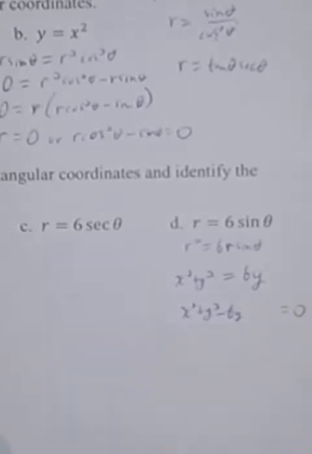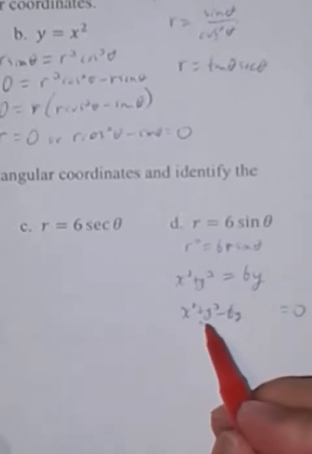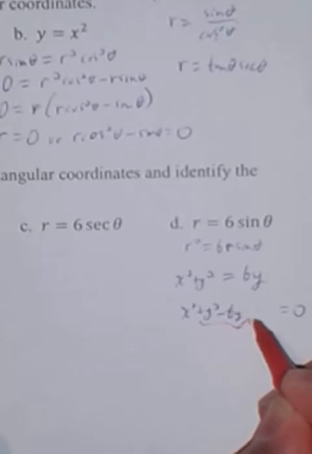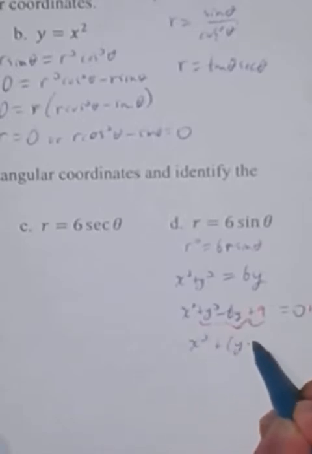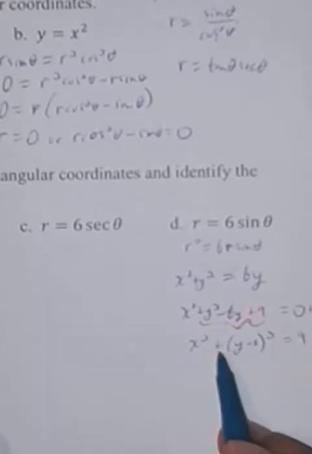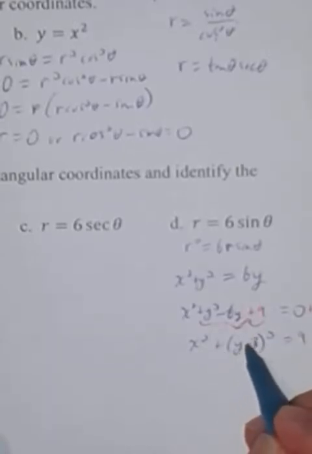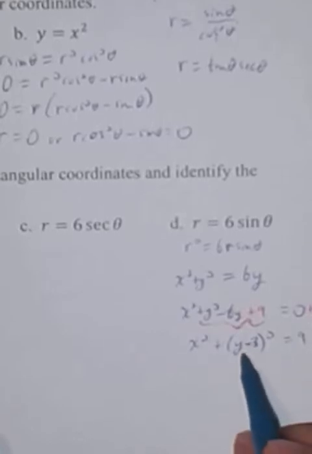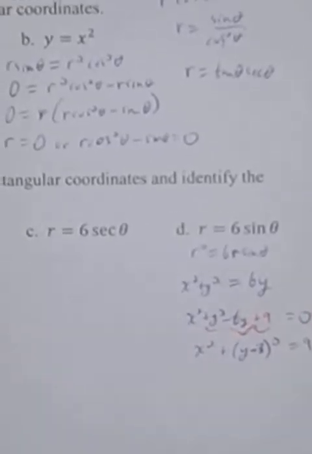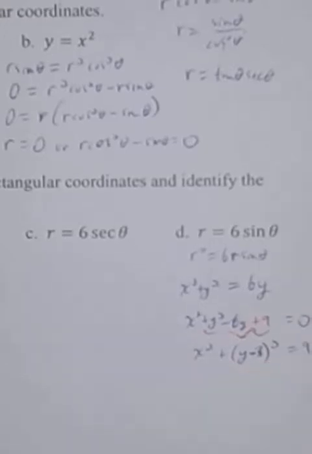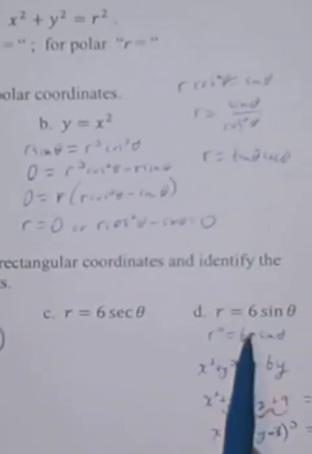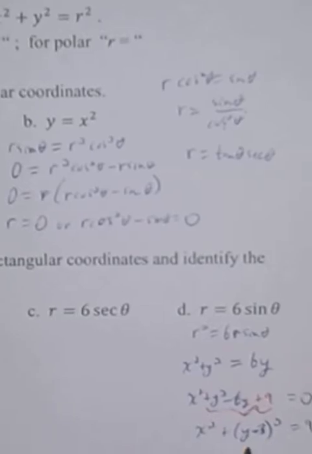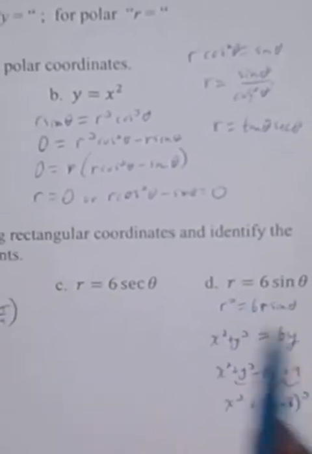I don't know if you guys remember completing the square. So to complete the square here with the y's, I will add 9 to both sides. And the reason why I complete the square is so I can write that now as a square. So it'll be x squared plus (y minus 3) squared equals 9. And that's a circle centered at (0, 3). Yeah? Circle centered at (0, 3). So that means when we graph this, it should be a circle with center (0, 3) and radius 3. Okay, and we'll graph it in class.